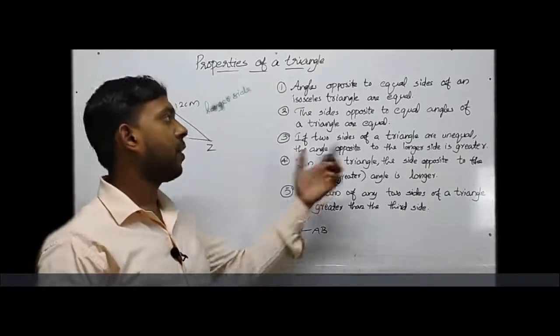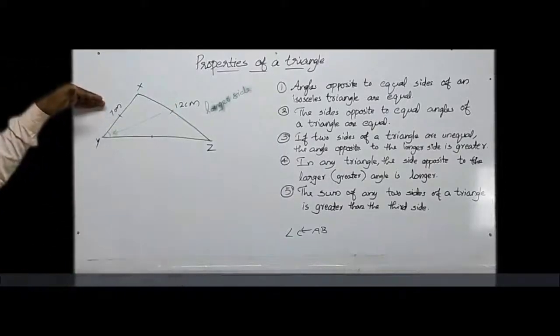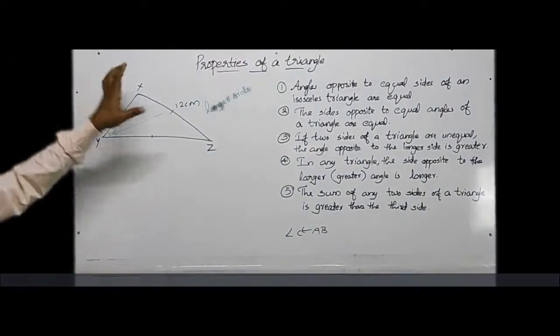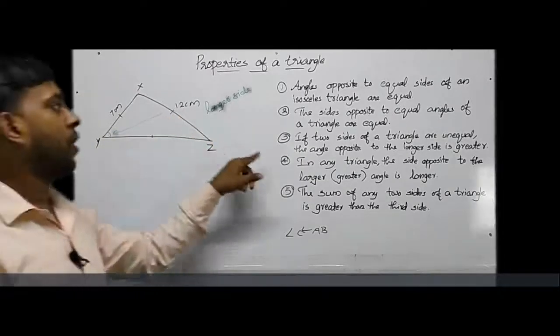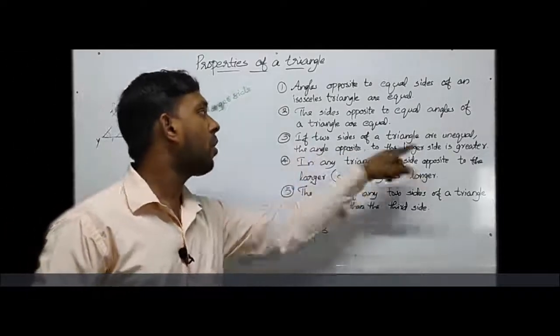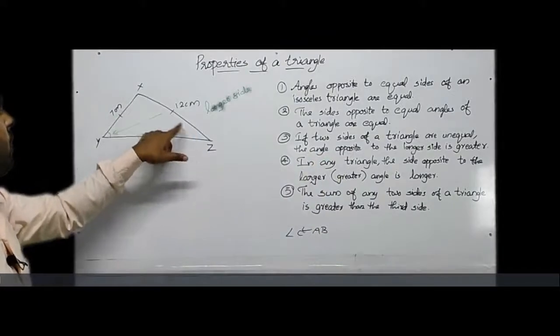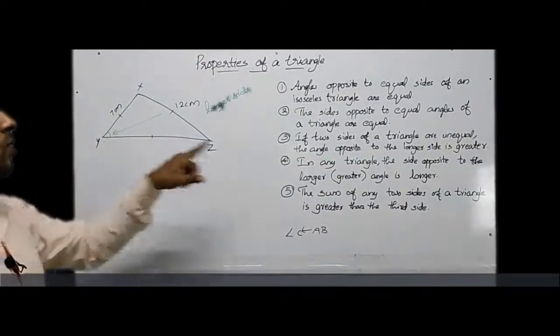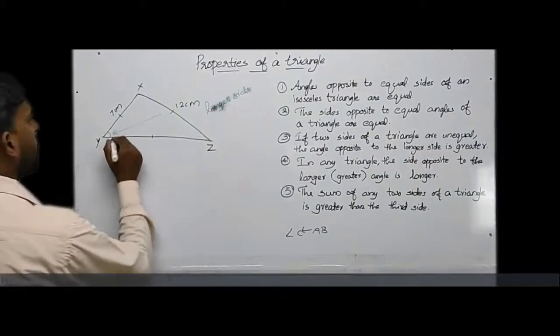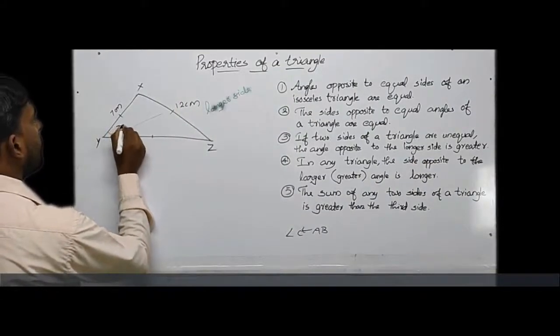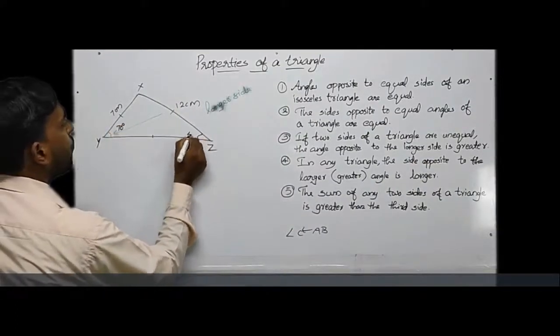If two sides of a triangle are unequal, so looking at this triangle, we understood XY and XZ are not equal to each other. They are unequal. Therefore, the angle opposite to the longer side, its opposite angle is Y, is greater. So let's put a measure here. Let's say this as 70 degree and this as 45 degree.